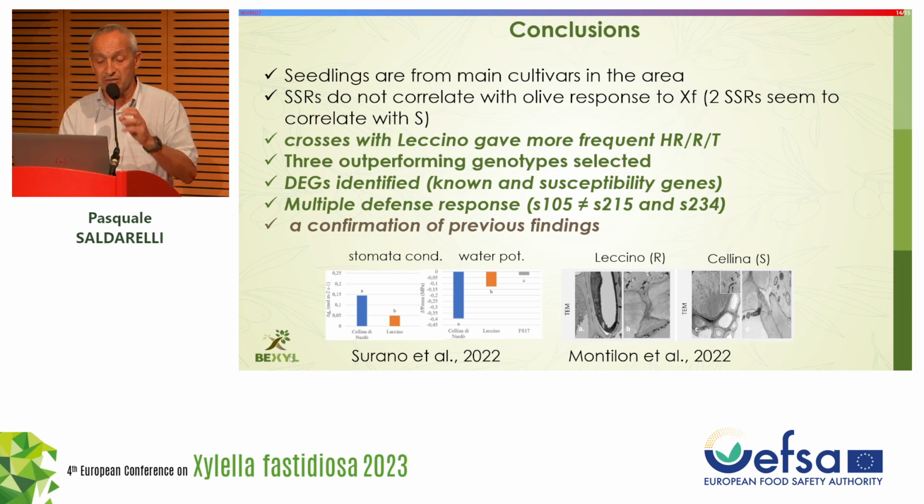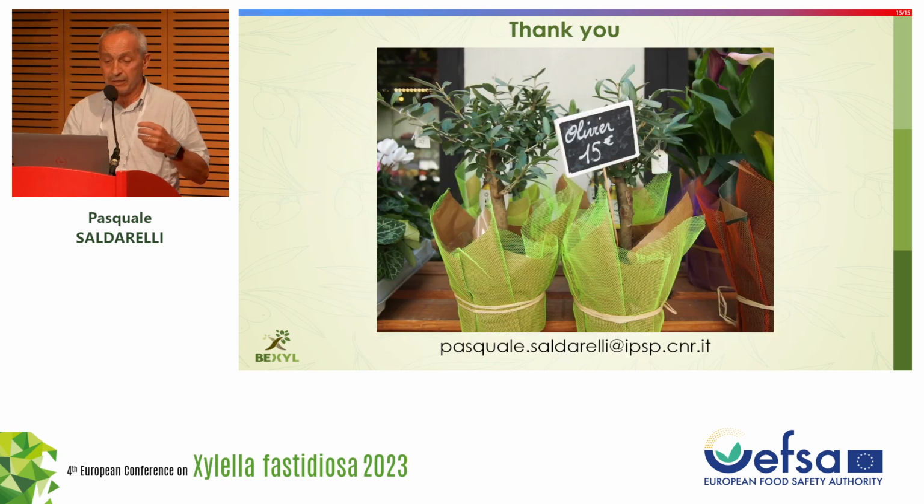There were differentially expressed genes identified, and also there is a multiple defense response, which is very complex and is different in the three genotypes. This is for us. I was happy when I had the results of this first SSR analysis because it's a confirmation of previous findings that we also observed, for example, in these two papers, one related to the physiological response of Leccino, which is more resilient to the drought stress induced by Xylella fastidiosa, and another paper that we published in 2022, in which we observed that Leccino entraps the cells of Xylella fastidiosa in a sort of callus-like environment. And this is all.